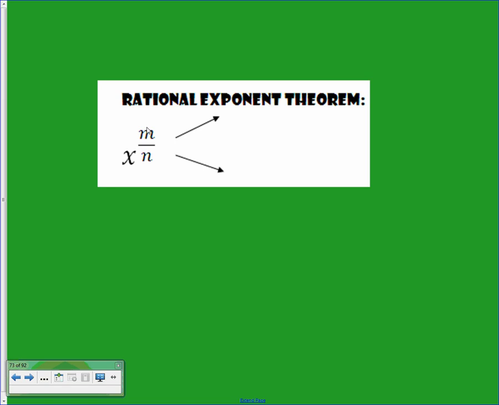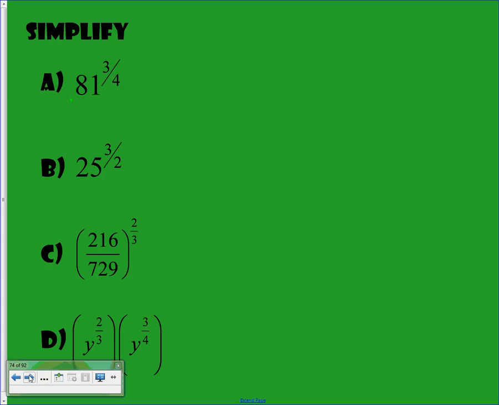So we're going to split it up into either x to the m and then take that to the 1/nth, or x to the 1 over m and then to the mth power. Basically we're splitting that m over n into something more manageable, so we'll do it in 2 steps today. So we've got 81 to the 3/4.